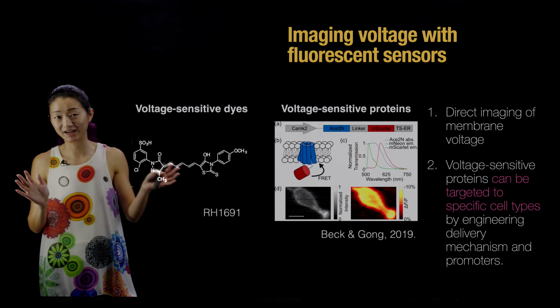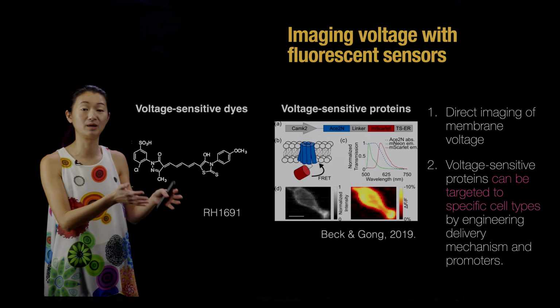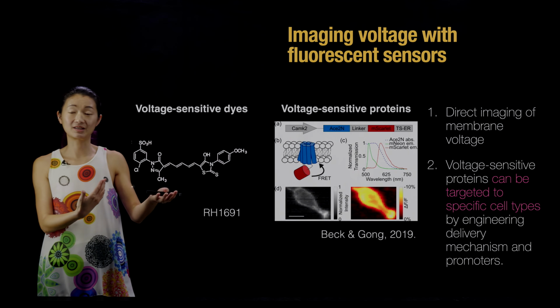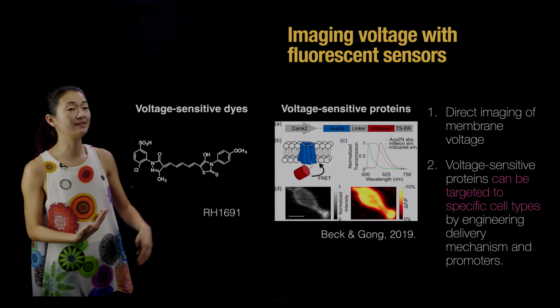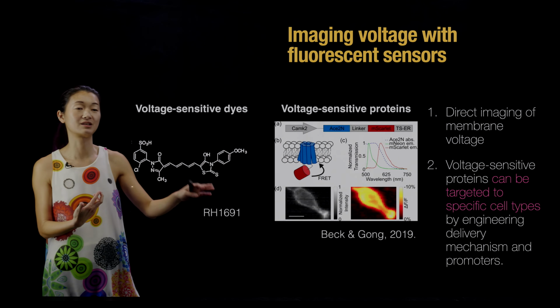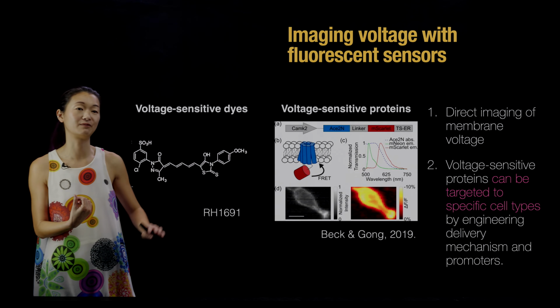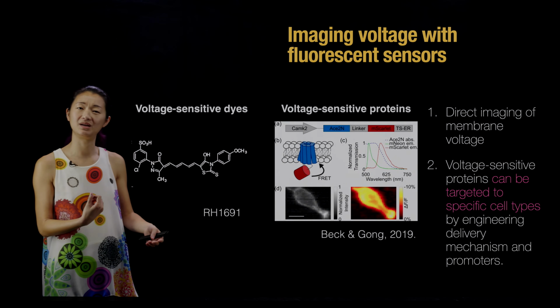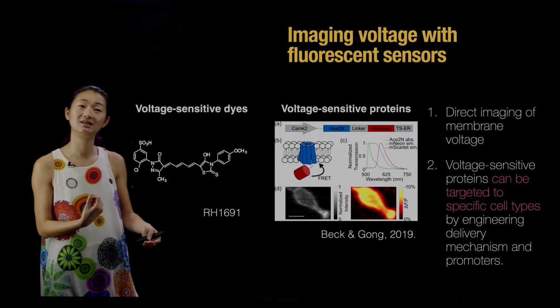People, again, for decades have been working on voltage-sensitive dyes, these small molecules that change conformations in a voltage-sensitive way and can change the fluorescence. And there's also a large set of efforts to build voltage-sensitive proteins. Here I'm just showing you one example that's based on FRET, Forster resonance energy transfer.